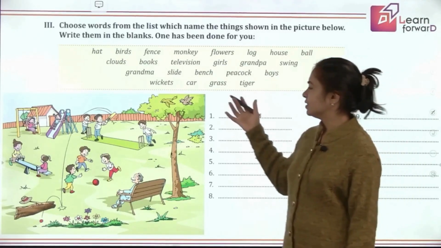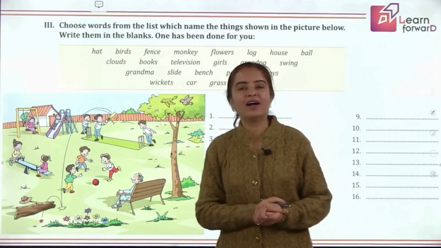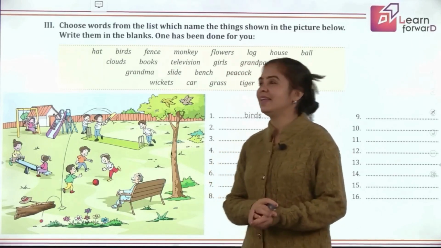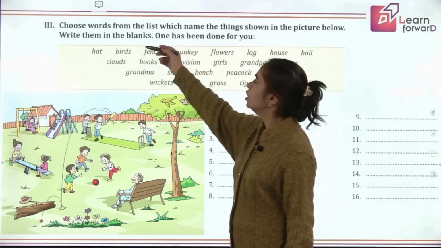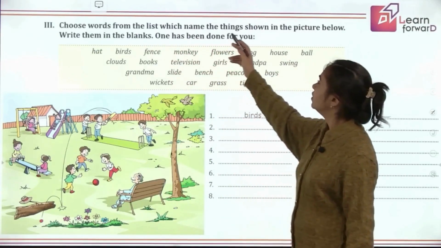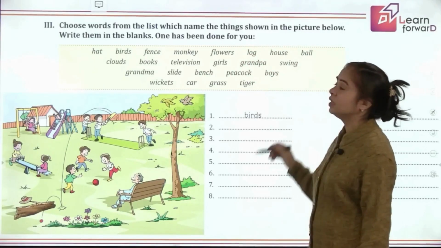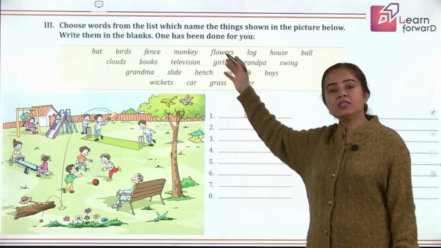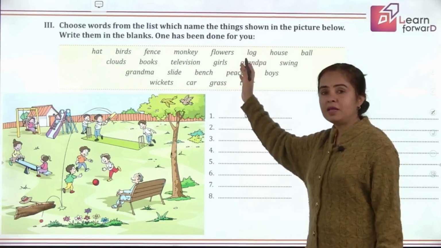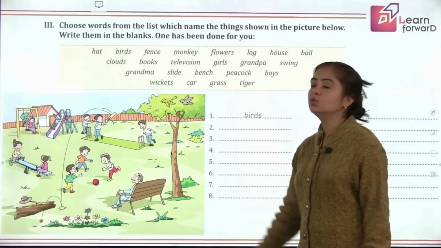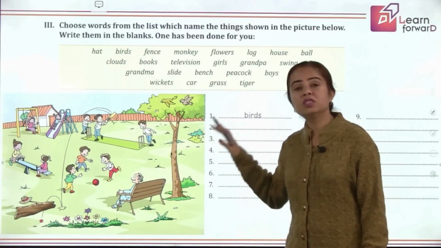Moving to the next. Wow, we have a picture of a garden. Yes, let's see what we have to do. Choose words from the list which name the things shown in the picture below. So, here is a help box for you. Some names are given. You just have to choose the names of the things that you see in the picture.